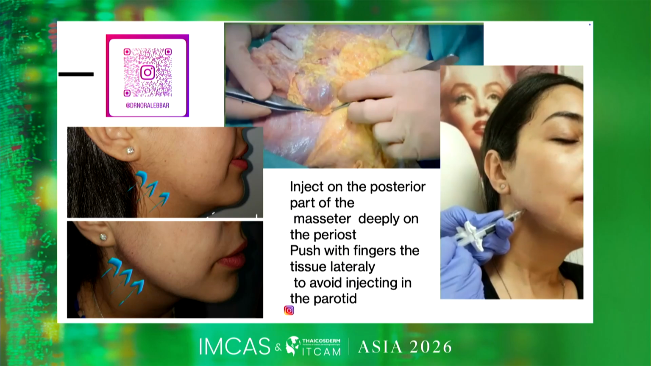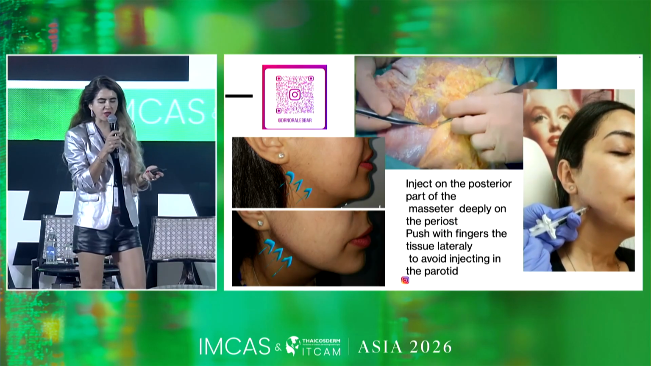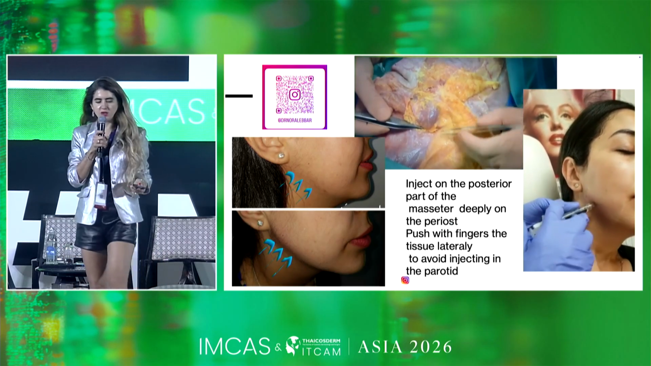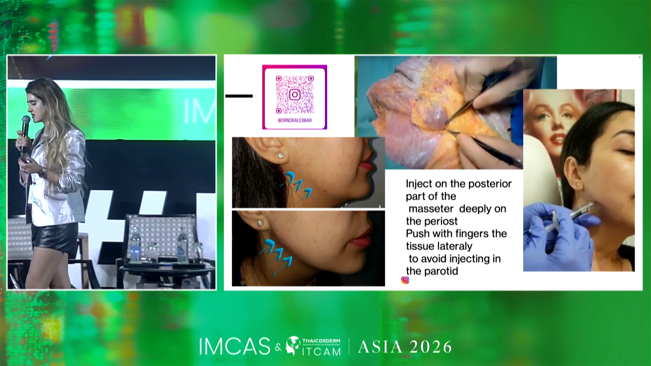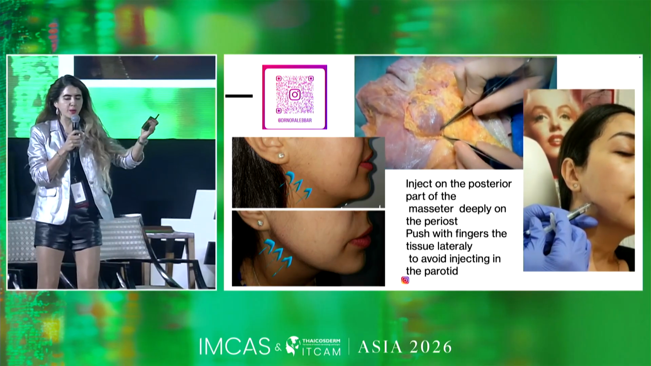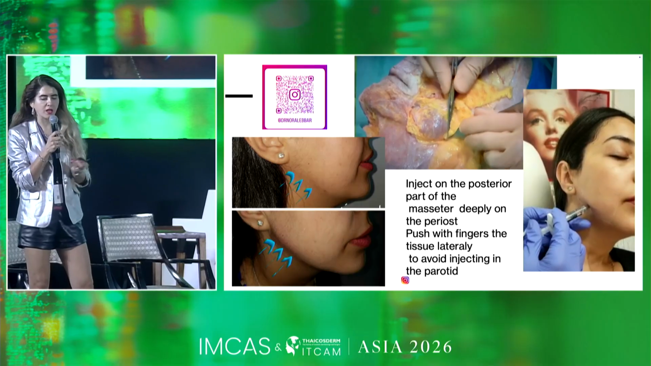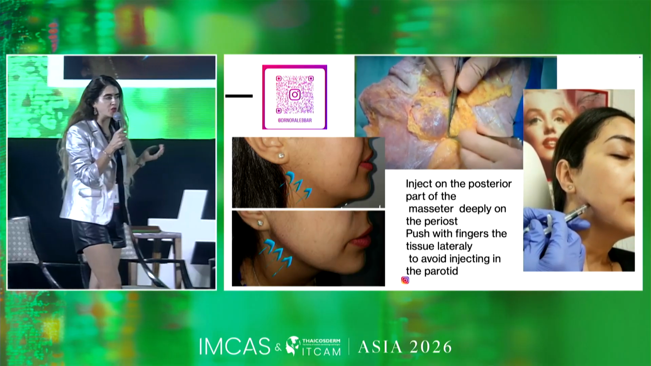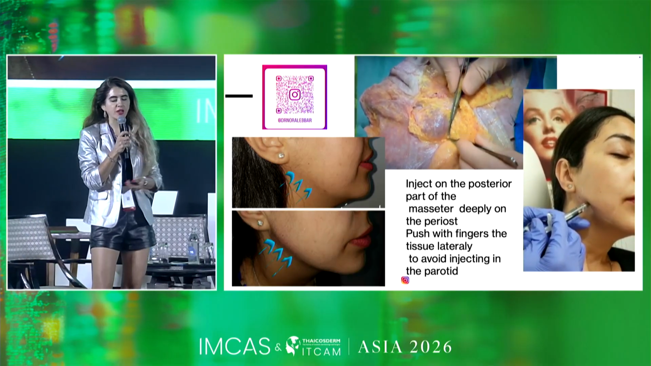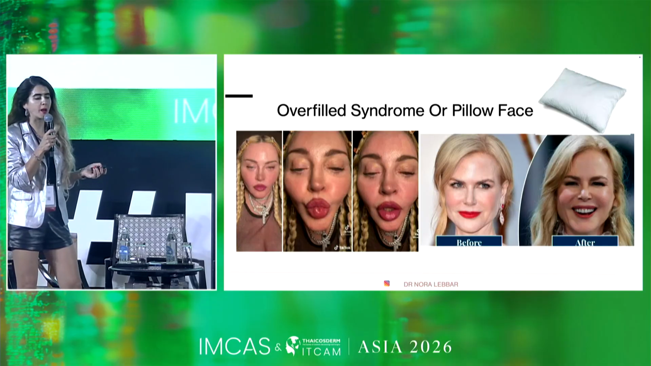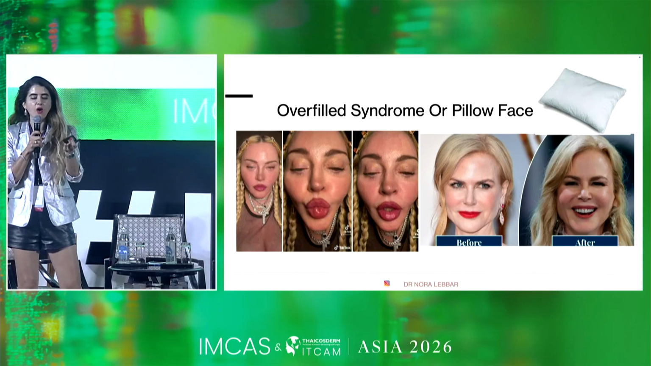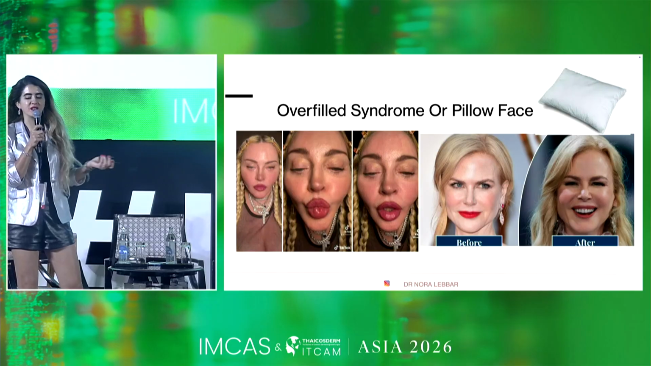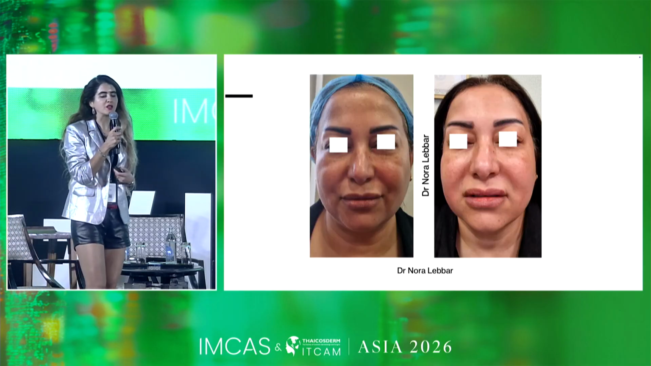So let's find other tips. But when you inject fillers with a needle, try to inject on the posterior part of the masseteric muscles and push the parotids also laterally, to avoid injecting there. Don't forget that, and otherwise use the cannula. We don't want to lead to that overfill syndrome or pillow face that you can see in celebrities. So that's not my approach.